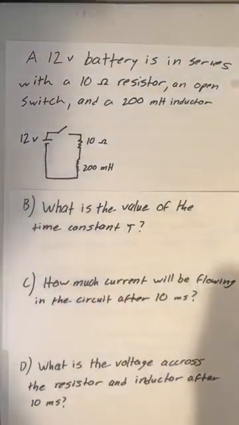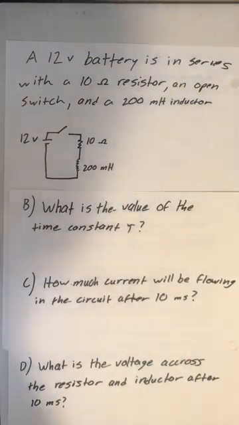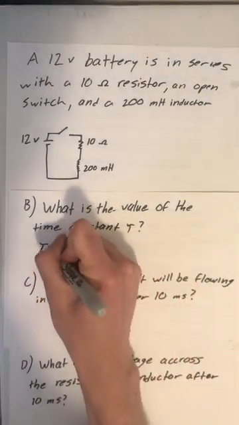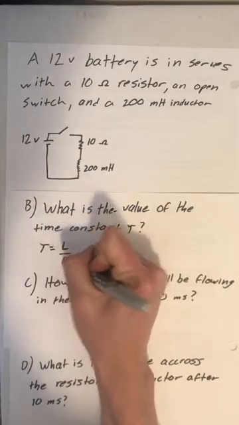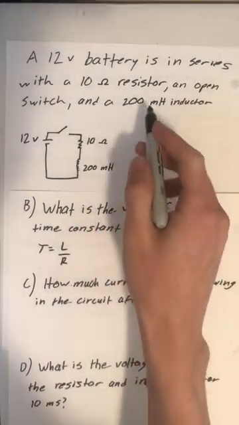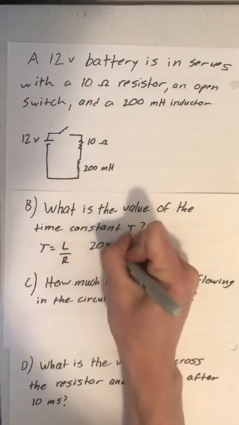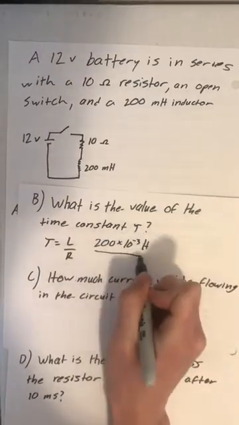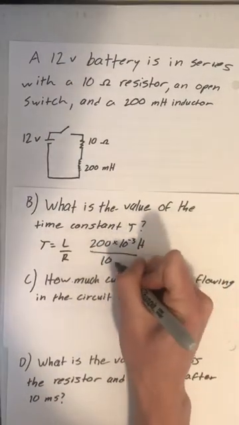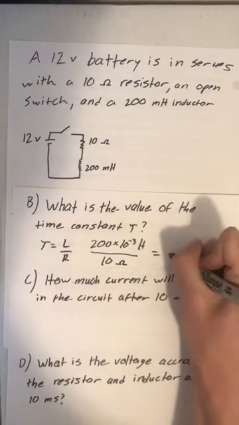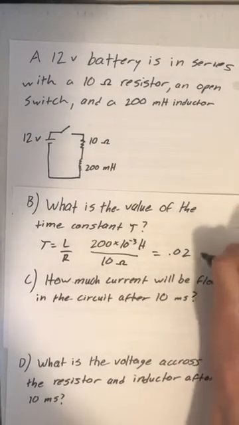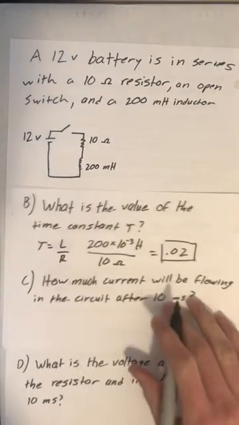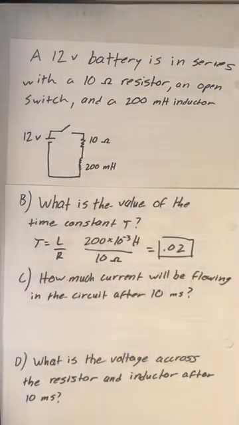So we want to know what's the value of the time constant tau. So we have our equation, tau is equal to L over R. L, once again, is the inductance, so it's 200 times 10 to the negative 3 henries divided by, again, 10 ohms, and that is going to be equal to 0.02, which is going to be our time constant for that inductor.